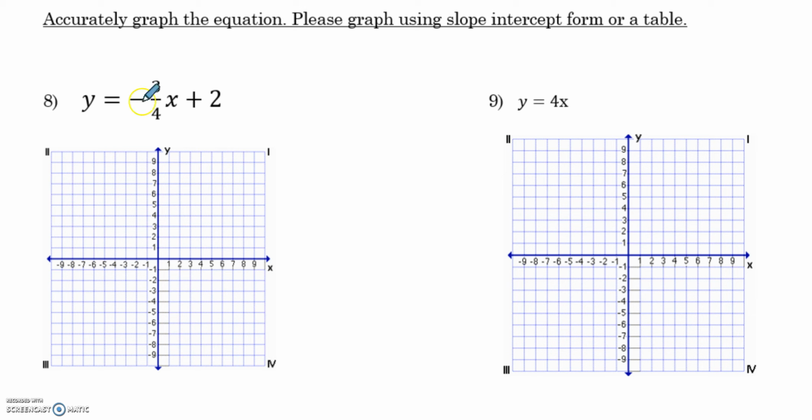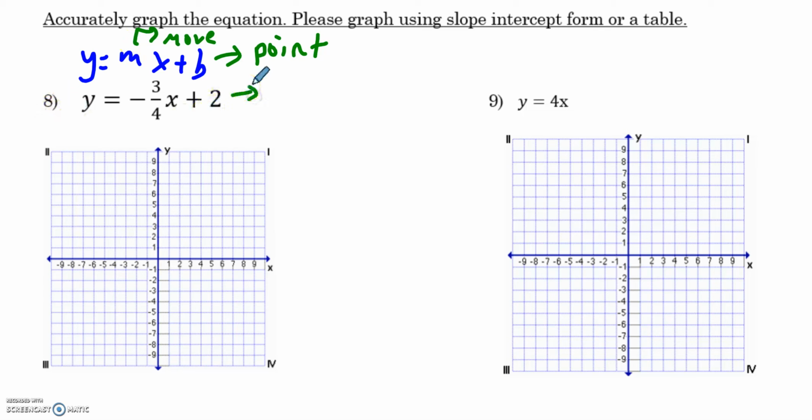So if I were looking at number 8, this is the information we learned most recently. This is in the form y equals mx plus b. And remember, we start with the y-intercept because the y-intercept is really a point, and then we move with the slope because the slope is actually a movement, rise over run. So in number 8, the point that I'm starting at is the y-intercept at (0, 2). This is the only thing I can plot right now. Remember, negative 3/4 is not a point, it's a movement.